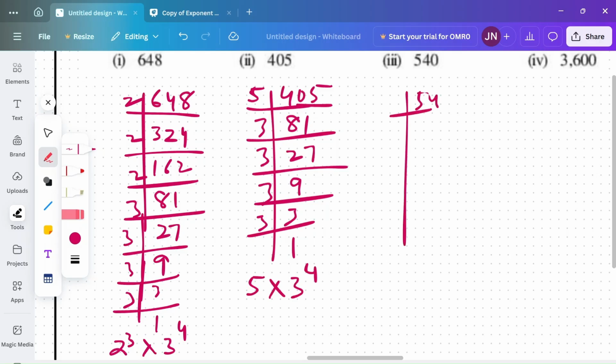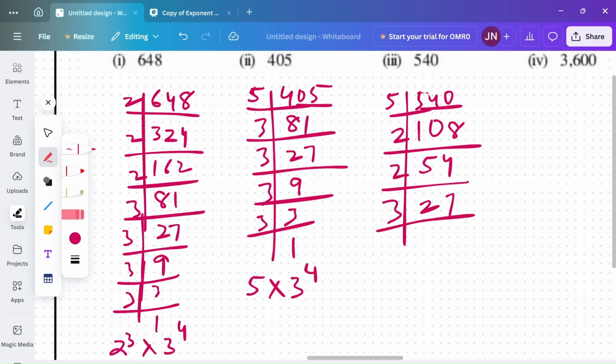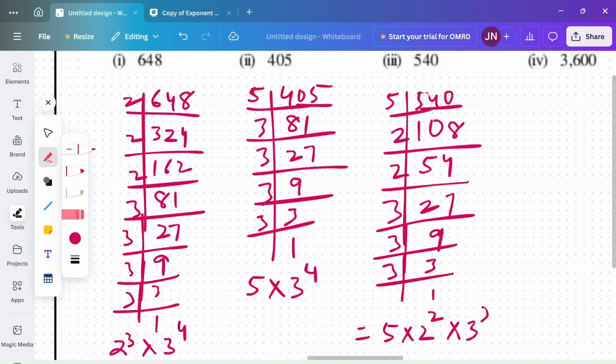Now 540, 0 is there, so you can either divide by 5 or by 2. Your choice, whichever you find easy. So this is 5 once, then 0 because we cannot divide 4, then it becomes 40. 8, 8 is even, so we'll divide by 2. So this we can write as 5 times 2 raised to the power 2 times 3 raised to the power 3.